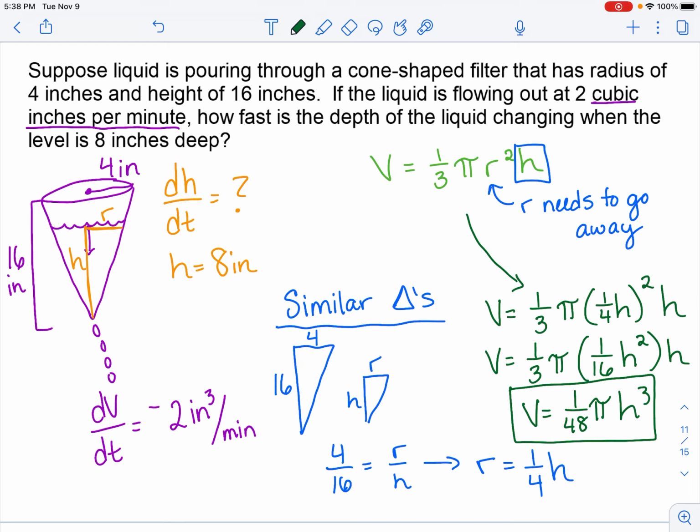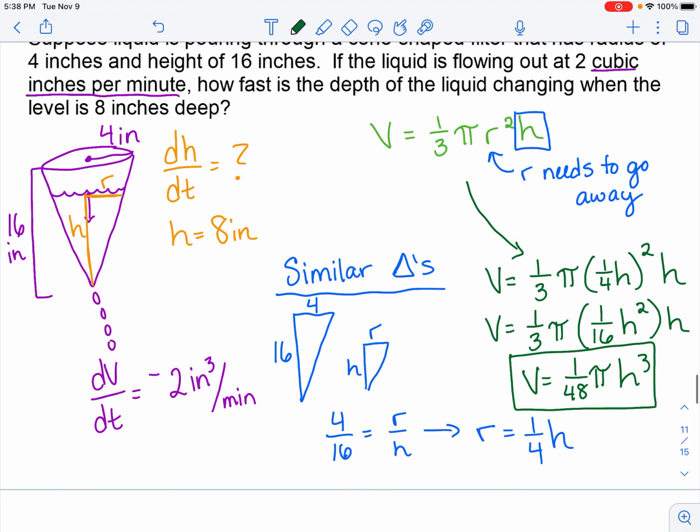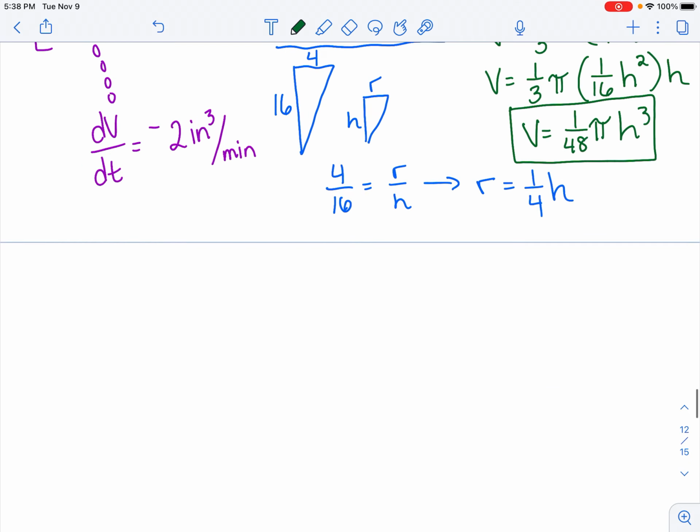Now keep in mind, I haven't done a lick of calculus yet. This is all algebra and pre-calc in front of me, and a little bit of geometry too. It's a little bit downhill from here though, because this is a much more straightforward function to take the derivative of, because one side has one variable, the other side has a single variable. So I'm going to copy that equation down. I've got volume equals 1/48 pi h cubed, and I'm going to do the derivative now.